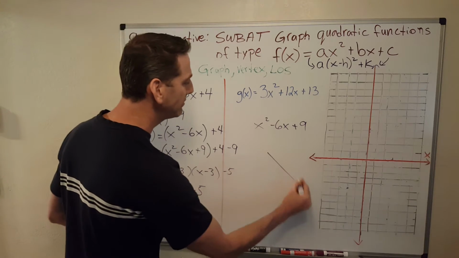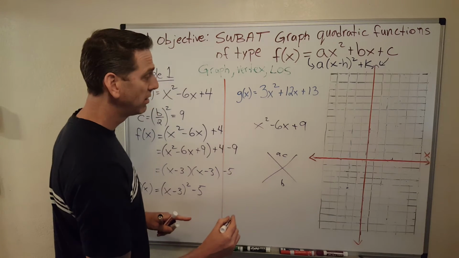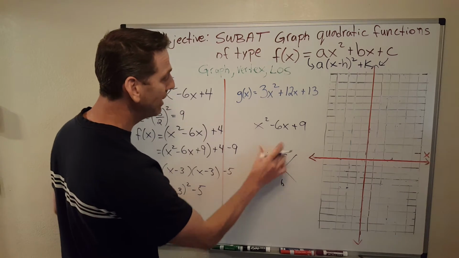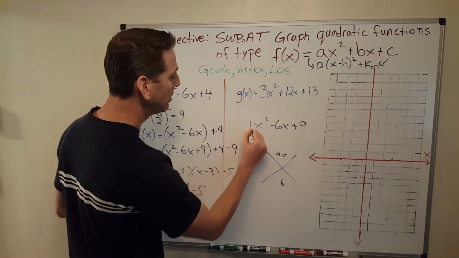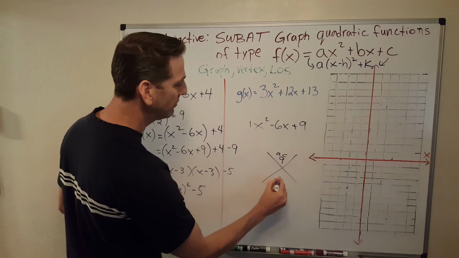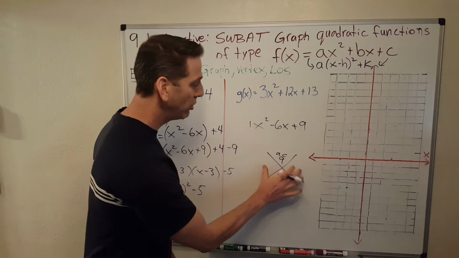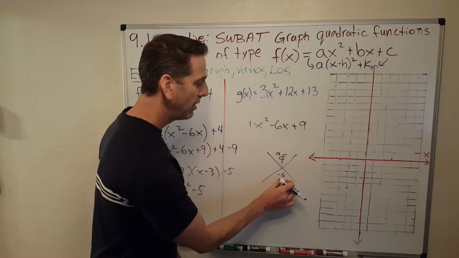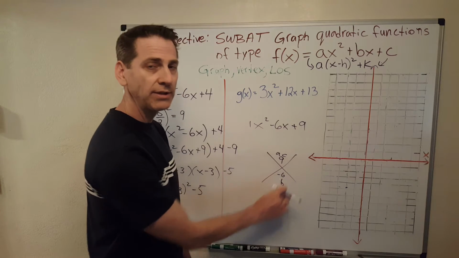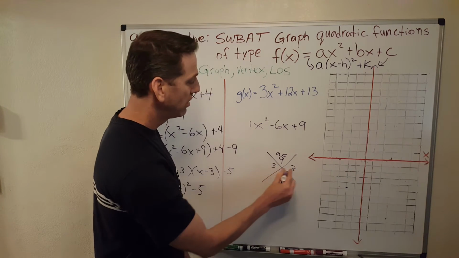Okay, remember the AC method? AC goes here and B goes there. So AC, A times C is just 1 times 9, which is 9, and B is negative 6. So I've got to think of two numbers that multiply to give me 9 and add or subtract to give me negative 6. Well, 3 and 3.